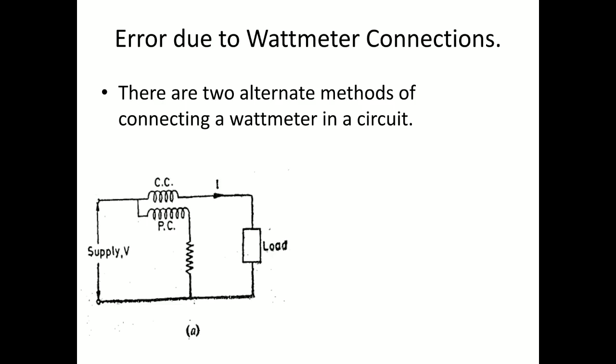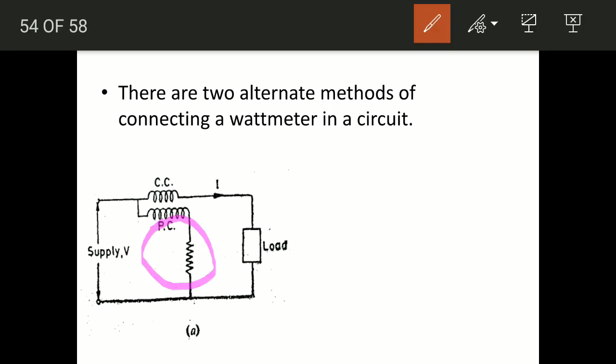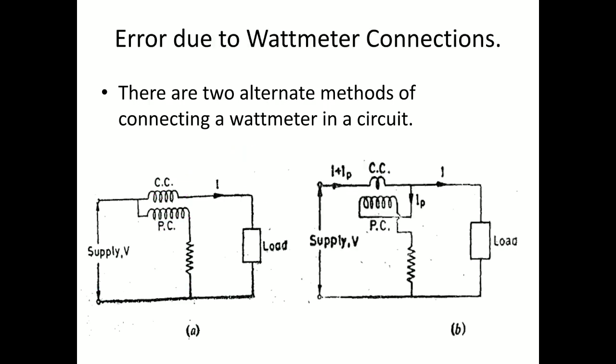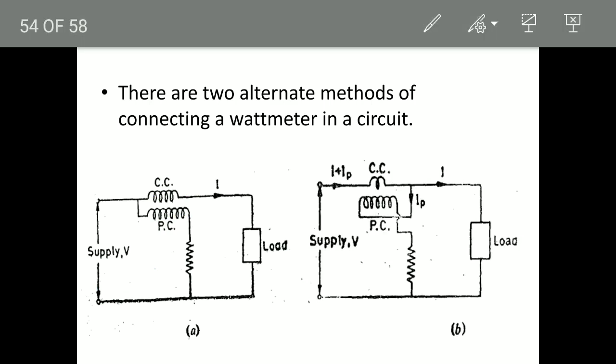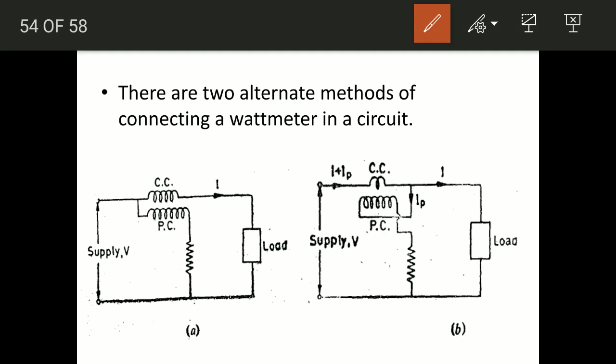First one is shown over here, which is indicated in figure A. In this figure, the pressure coil is connected on the supply side whereas the current coil is connected on the load side. And this indicates figure number 2, where we have made a reverse arrangement. If you see figure number 2, or you can say figure B, here the current coil is connected on the supply side and the pressure coil is connected on the load side. So these are the two basic possibilities to have connections in case of wattmeter.